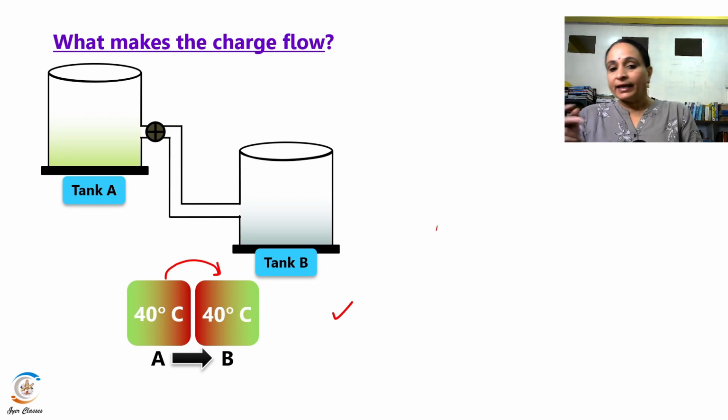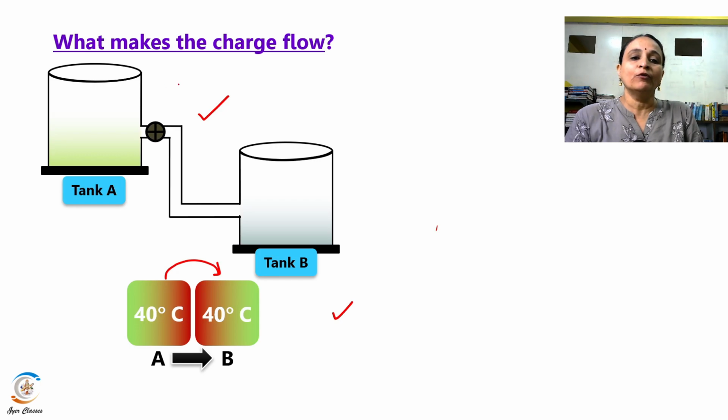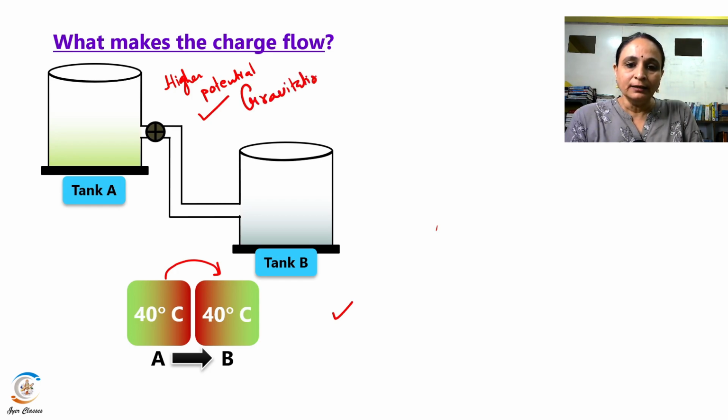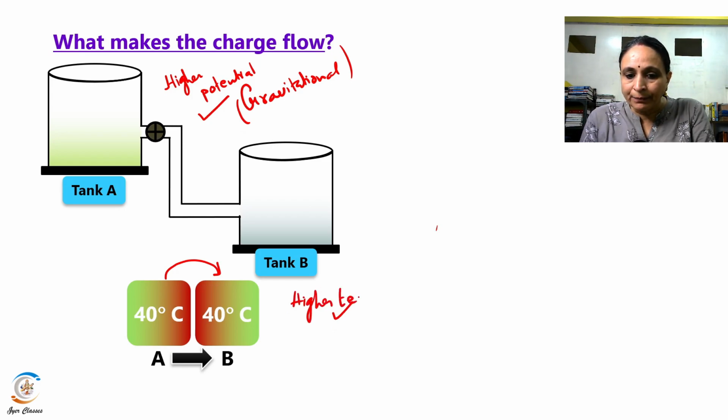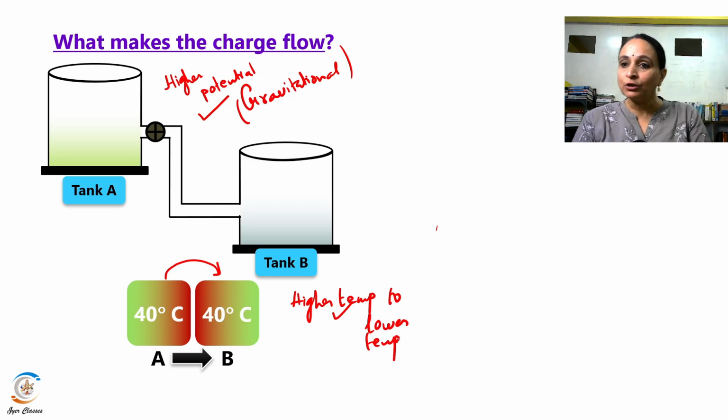Now, in the case of the water flow, we know that the water will flow from higher potential, that is the gravitational potential, to the lower potential. And if the heat is flowing, it flows from the higher temperature to the lower temperature. This is what happens when the heat flows from one place to another.